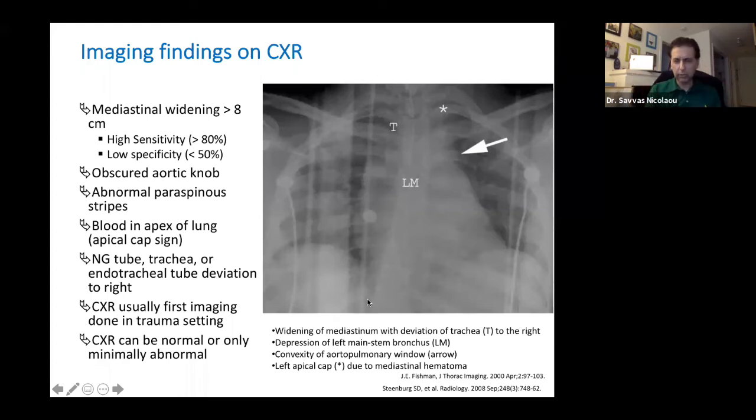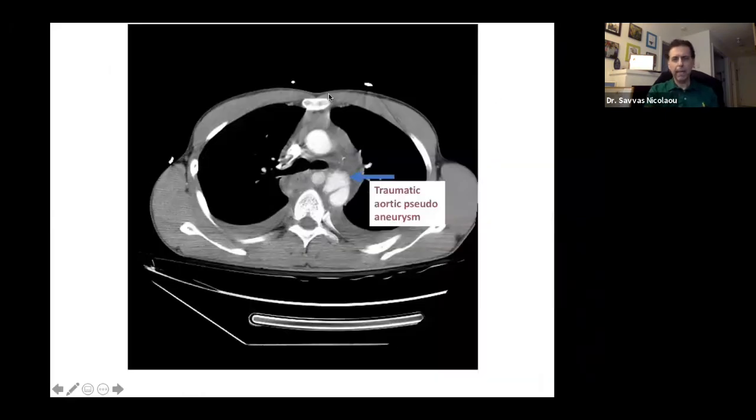And then after the chest X-ray is done, the next test of choice would be a CT scan. Anterior, posterior, right, and left. Ascending aorta, descending thoracic aorta. We can see there's irregularity to the contour of the aorta. This is known as a pseudoaneurysm. In the trauma world, this is known as traumatic aortic pseudoaneurysm.